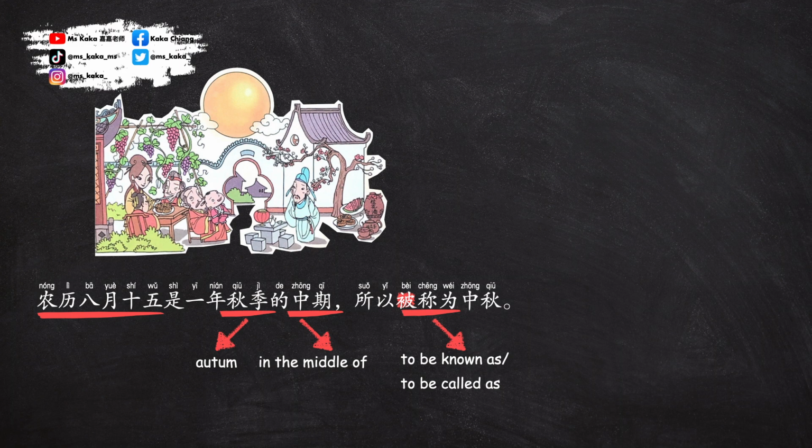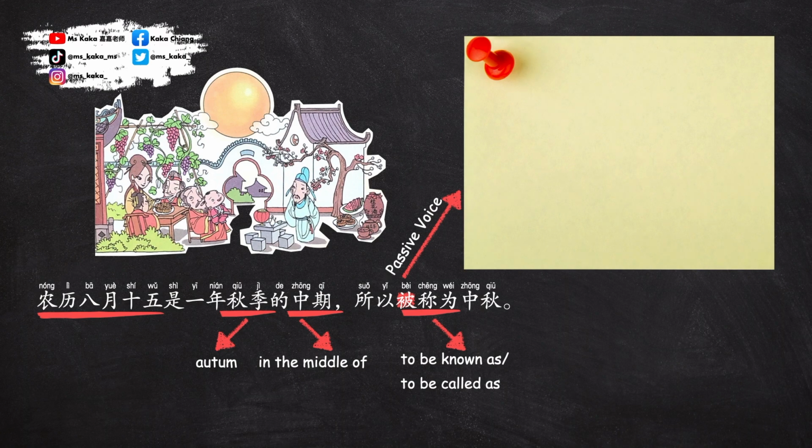Let me talk about 被 briefly here. It's the identifier of passive voice, which is used before the verb. In passive voice sentences, the subject is acted upon by some other performer of the verb. Let's take a look at some example sentences.